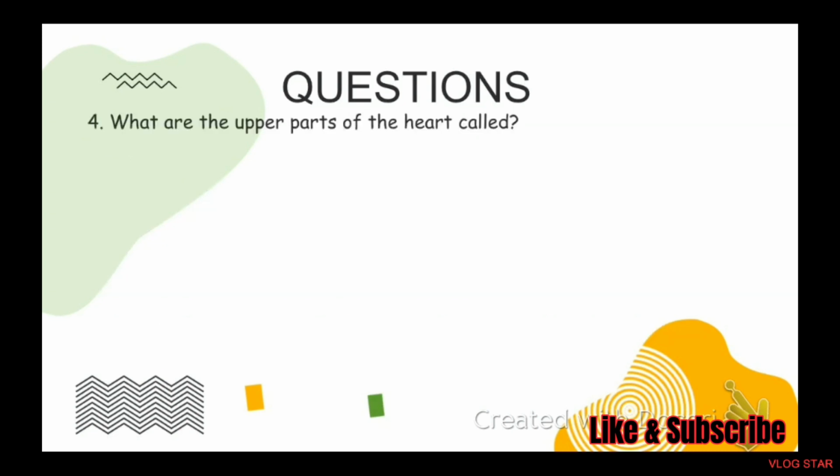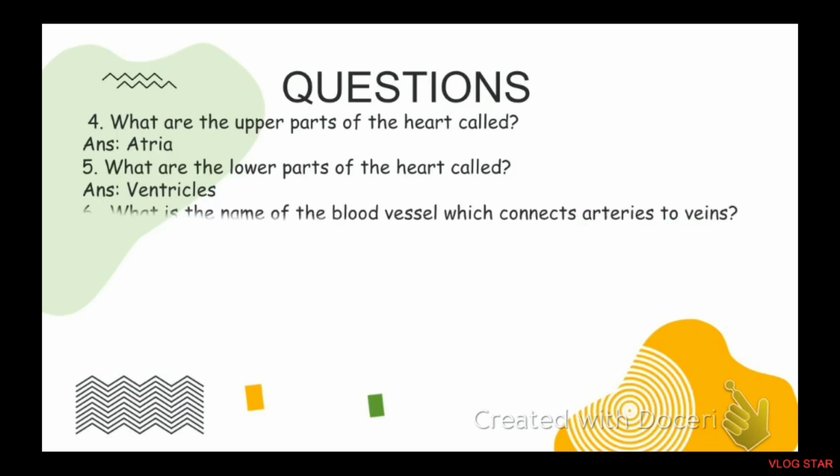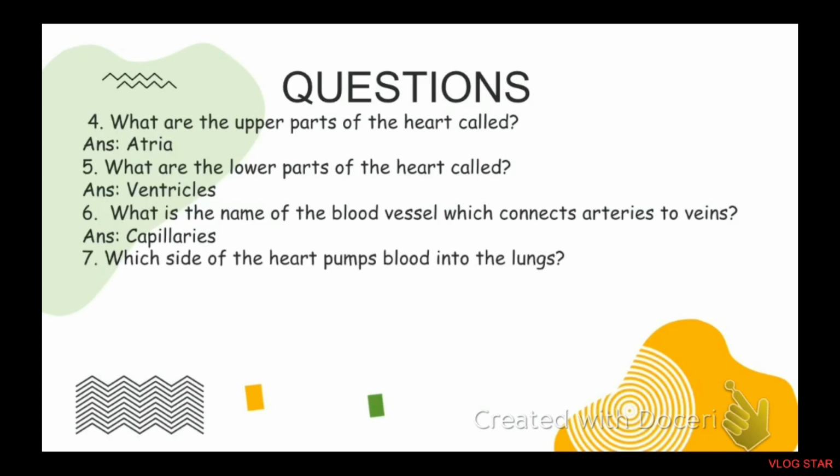Next question. What are the upper parts of the heart called? It's atria. What are the lower parts of the heart called? Correct, it's ventricles. What is the name of the blood vessel which connects the arteries to veins? Correct, that is capillaries. Which side of the heart pumps blood into the lungs? Right side.